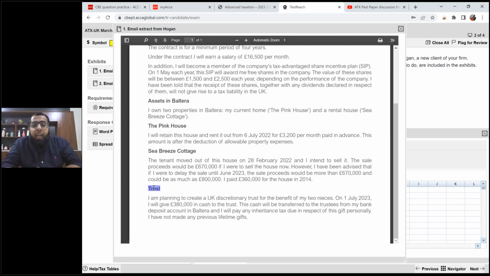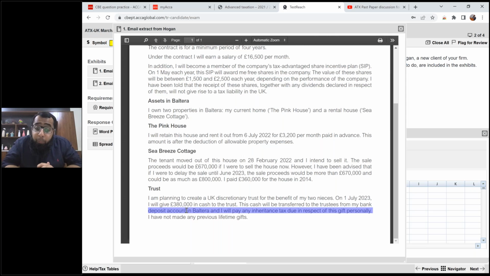Trust. I'm planning to create a UK discretionary trust for the benefit of my two nieces. On 1st July 2023, I will give £380,000 in cash to the trust. This cash will be transferred to the trustees from my bank deposit account in Baltira, and I will pay any inheritance tax due in respect of this gift personally.